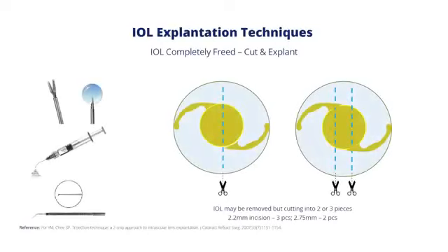This is another technique which perhaps is more commonly used, and it's technically simpler to use. So you want to completely free up the lens, and then you cut the lens either into half, as is seen in this left diagram here, and on the right you can cut it into 3 pieces, and then you explant it.